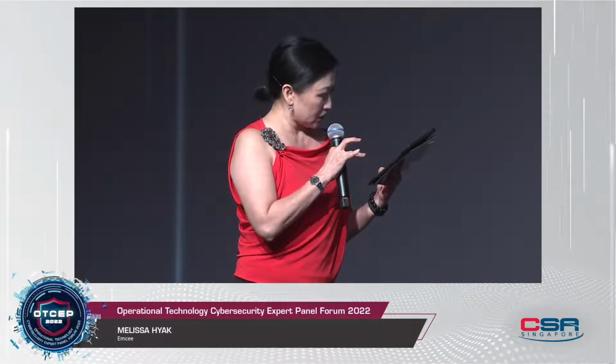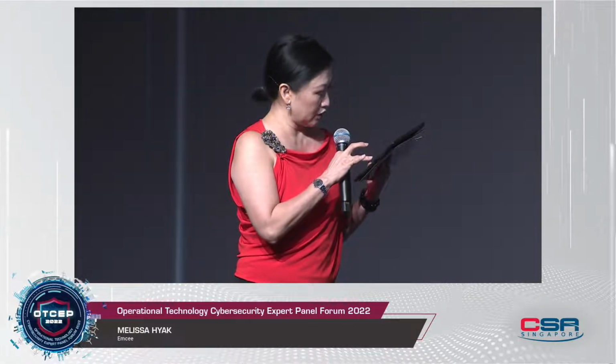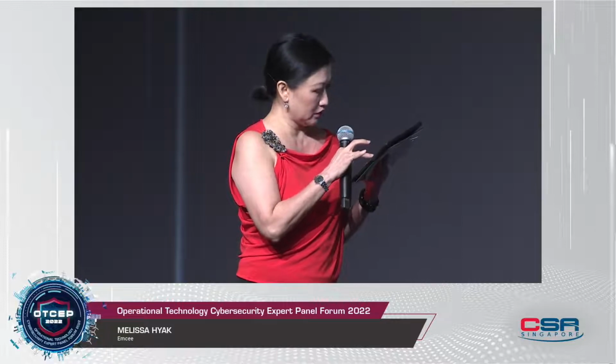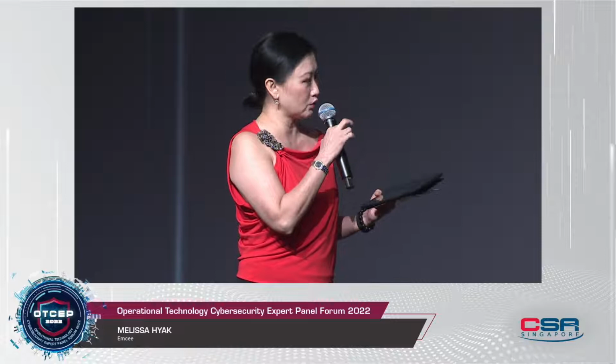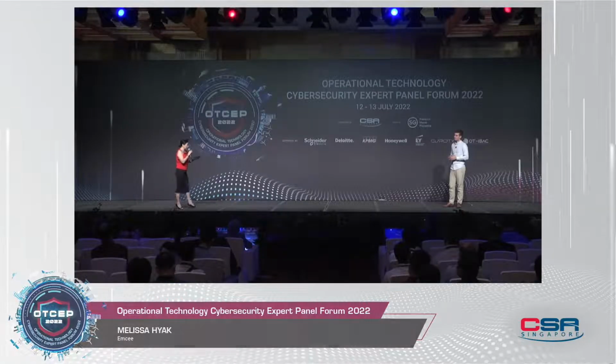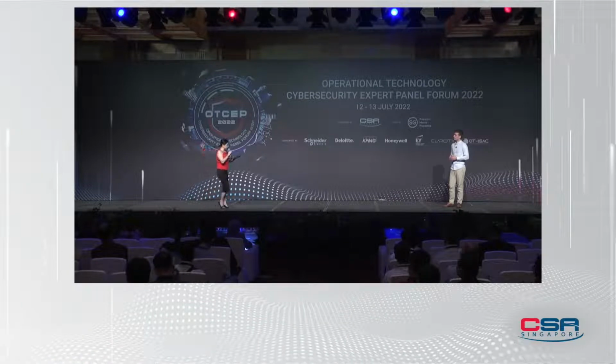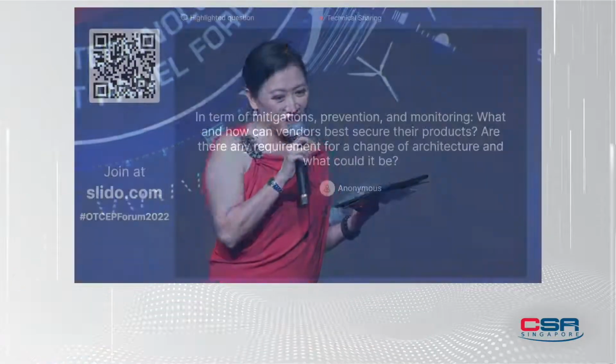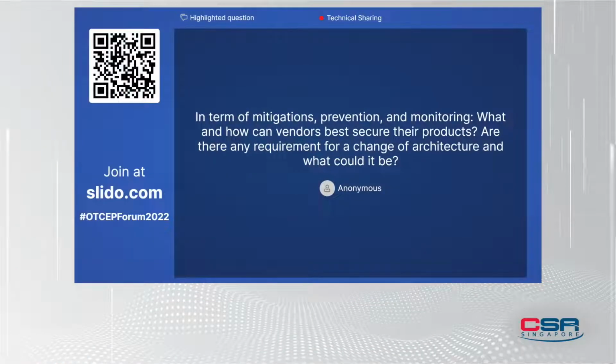Okay, this actually is asking from a vendor's point of view. I think someone's asking how vendors can perhaps improve on the architecture of what they provide in terms of products. Let me see if we can look for, yes, that's the correct one. Are there any requirements for a change of architecture, and what could it be?